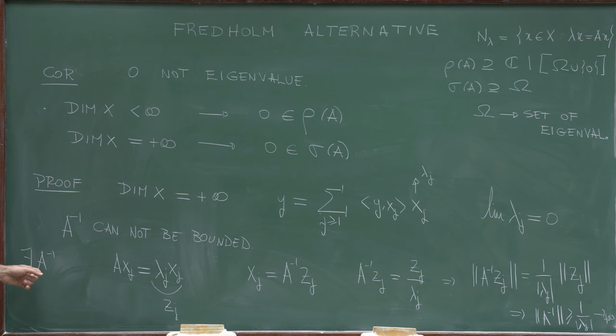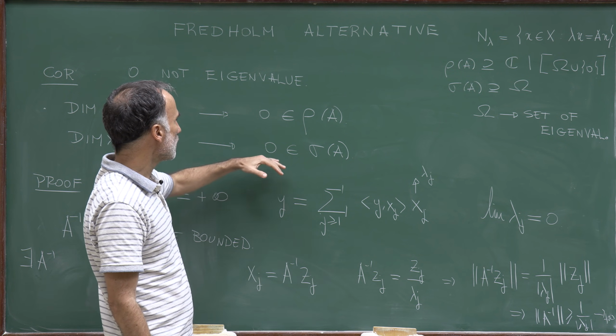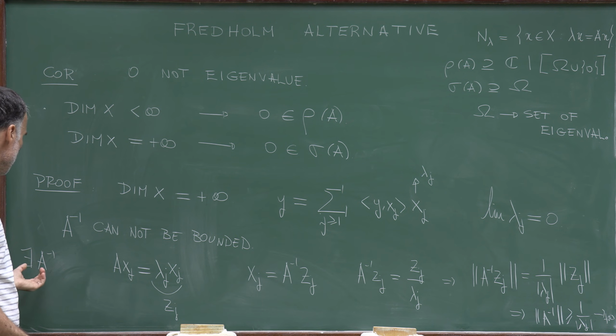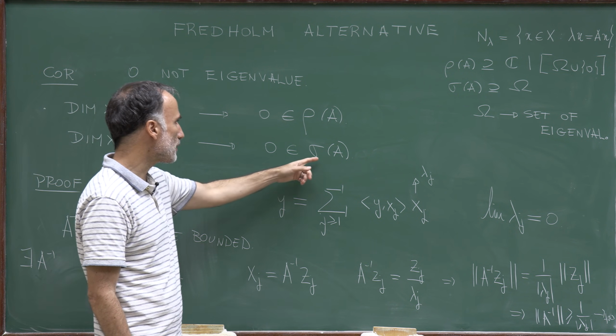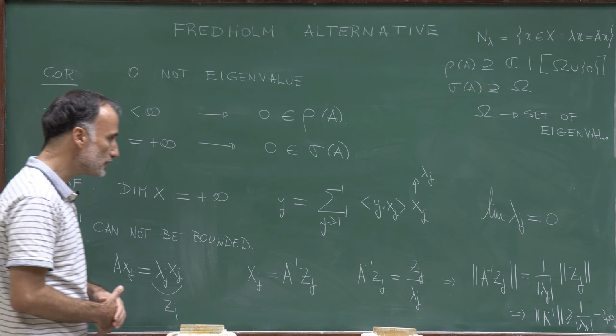Fine. Now, there are two possibilities. Either A minus 1 exists, so A is surjective, or not. If A is not surjective, this means that 0 does not belong to the resolvent because the inverse of A doesn't exist, so it belongs to the spectrum. Okay. So now let's consider the second case in which the inverse exists. So A is a bijection. What I claim is that there exists an inverse, but this inverse is not bounded. It cannot be bounded. Why can't it be bounded?